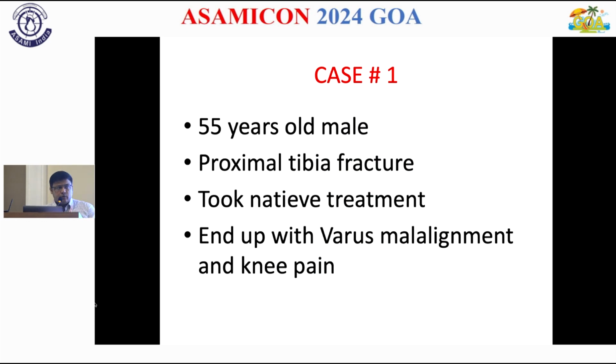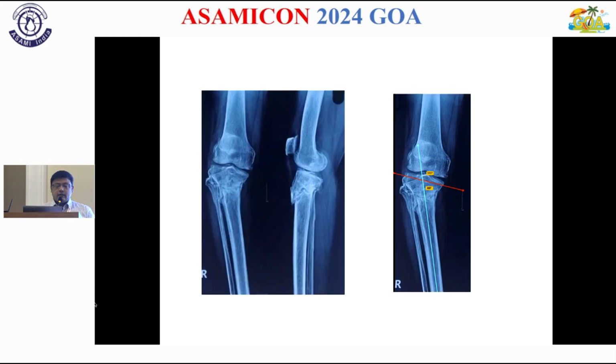Coming to case examples, I will show some basic cases. 55-year-old male, proximal tibia fracture, neglected, took native treatment, ended up with varus malalignment and knee pain. This was his X-ray. It's varus malaligned and slight depression of lateral condyle is also there. So pre-operative planning is a must for all the deformities. There is no role in on-table planning in deformities. It's completely pre-operative planning. We have to plan the axes.